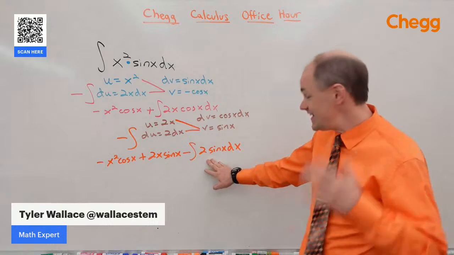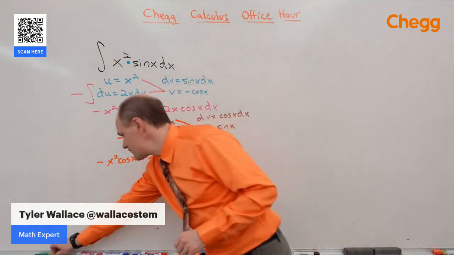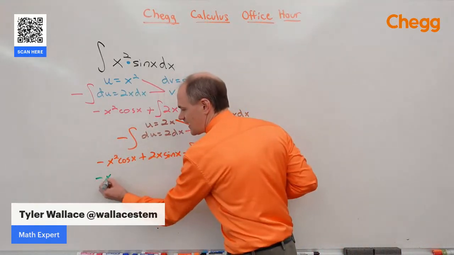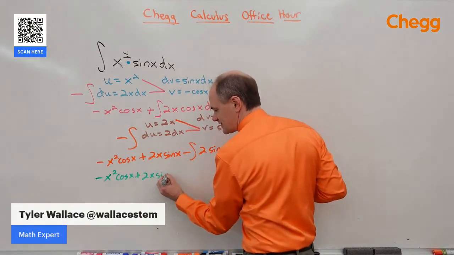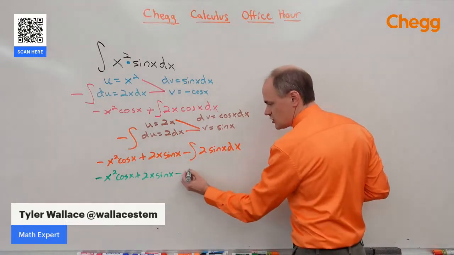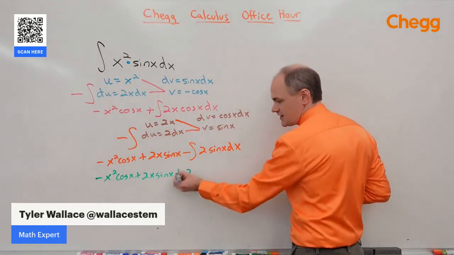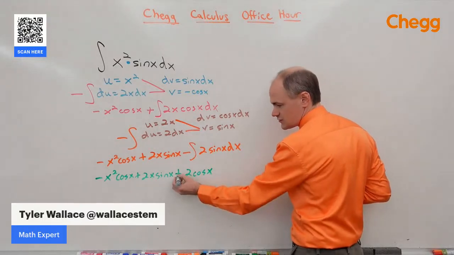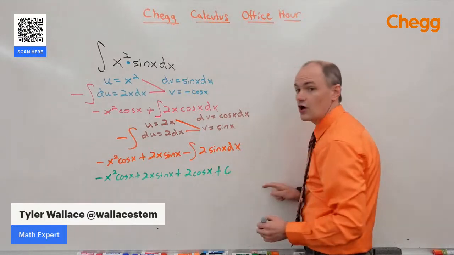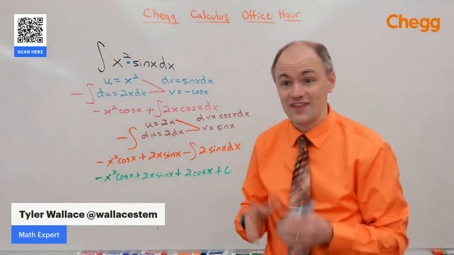And sure enough, it is. We know the antiderivative of that function. So we've got negative x squared cosine of x plus 2x sine of x minus 2, and the antiderivative of sine is negative cosine x, which changes that to a plus. And of course, we always remember the plus c at the end of our integral.